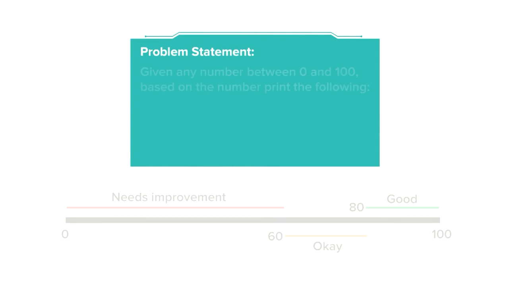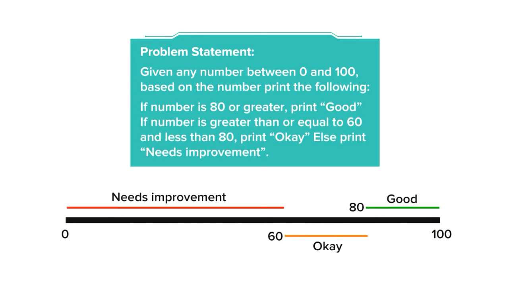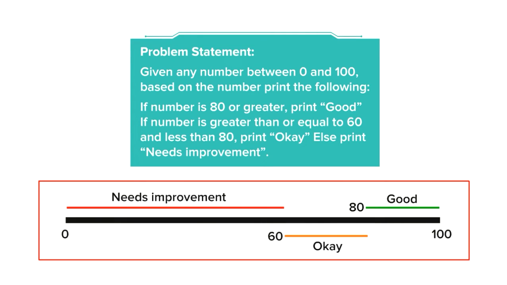For that, let's consider a different problem statement. We are given any number between 0 and 100. And based on the number, we have to print good or okay or needs improvement. If the number is 80 or greater, print good. If the number is greater or equal to 60 and less than 80, print okay. Else, print needs improvement. According to the problem statement, the condition would be something like as shown on the screen.